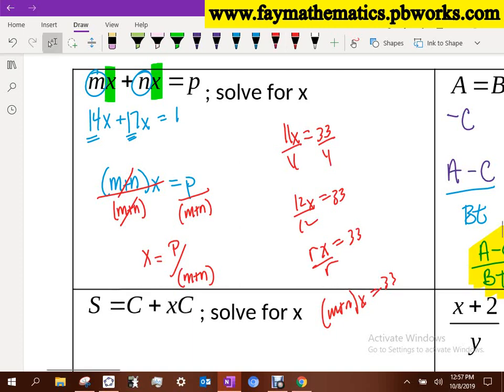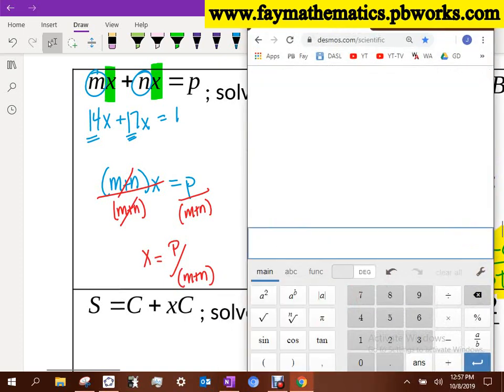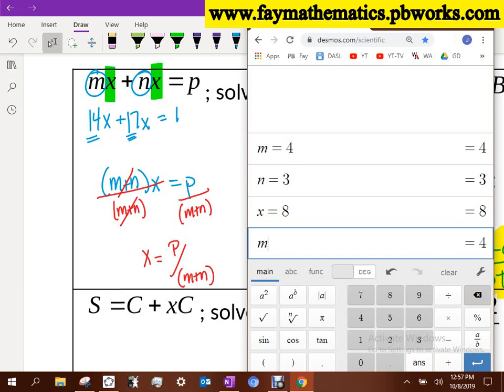Let's check it. So we need an m, n, and x. I heard 8 first. All right, so then I'm going to go. Now this is the only thing about Desmos: if I put the equals p at the end, it's not going to know what to do. So I have to use the symmetric property and put p equals that way. Does that make sense? Okay.